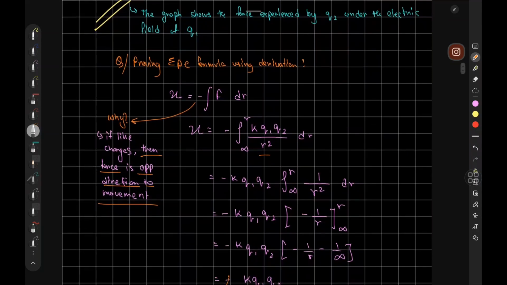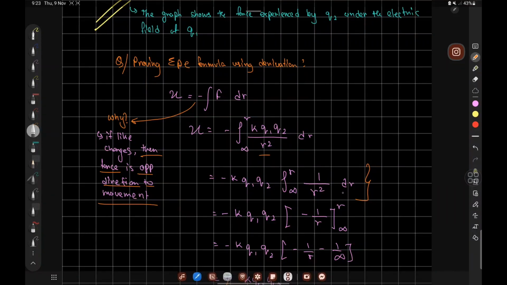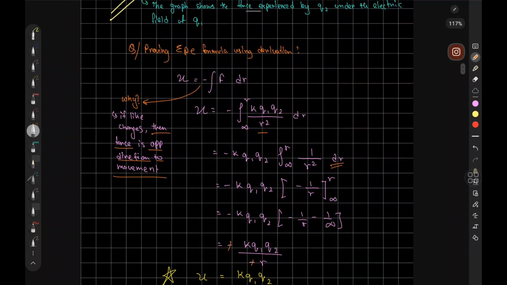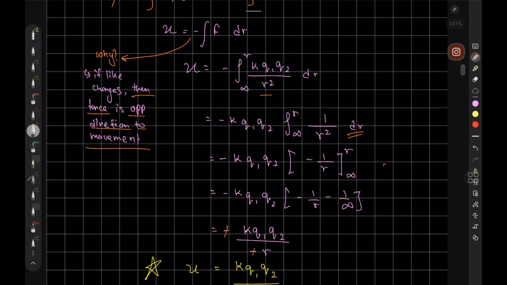Okay, so inside what do we have? Look at this step: upper bound r, lower bound infinity, and inside we have 1 by r squared, and we are going to integrate with respect to what? The distance, the separation. Great. So now you're going to simply integrate it without any hassle. If it is r to the power minus 2, how do you integrate it? r to the minus 2 becomes r to the minus 2 plus 1 divided by minus 2 plus 1, and it's going to become minus 1 by r, right? So this is what it becomes after integration.